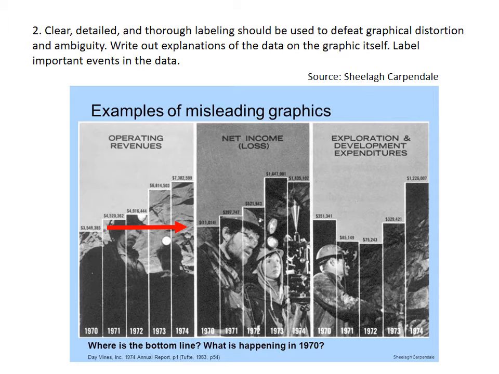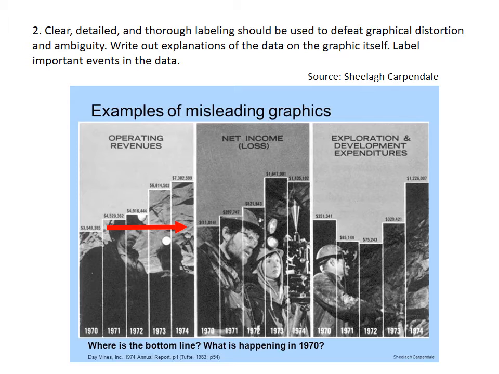So number 2 on Edward Tufte's list is clear, detailed, and thorough labeling should be used to defeat graphical distortion. You should write out explanations of the data on the graphic itself. Now this one is federal data. I think this is mine employment for the United States or some part of the United States.